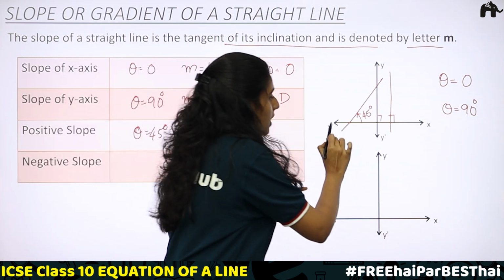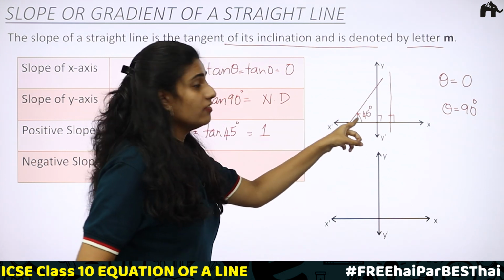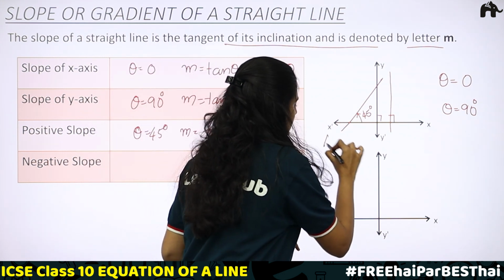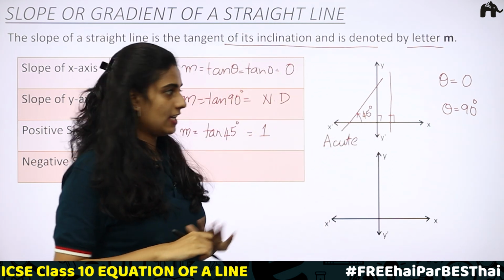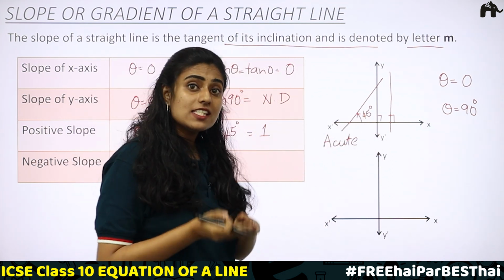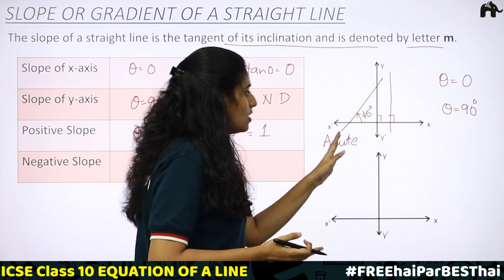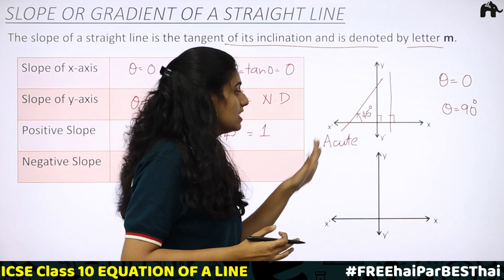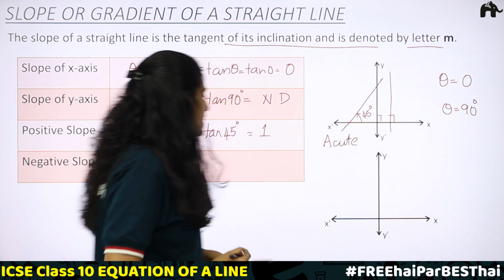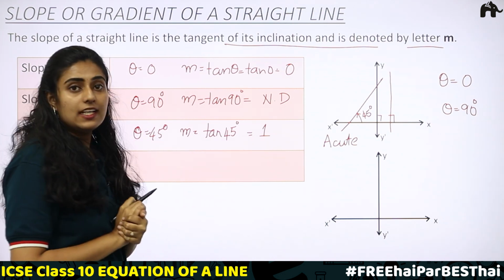That is, when you are measuring with respect to the x-axis in the anti-clockwise direction and we have an acute angle. What is an acute angle? 45 degrees is an acute angle, which means an angle less than 90 degrees. We call them acute angles. So, if the inclination theta is an acute angle, in that case, we get positive slope. Okay. Now, when do we get negative slope?